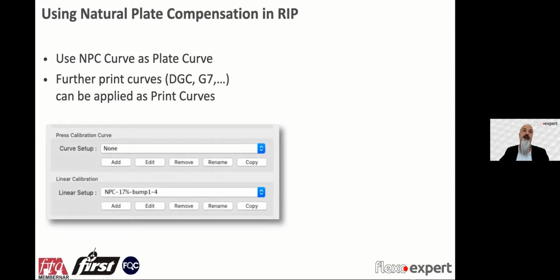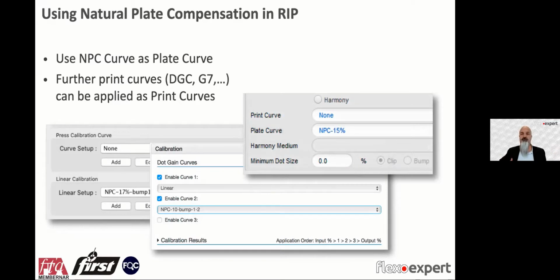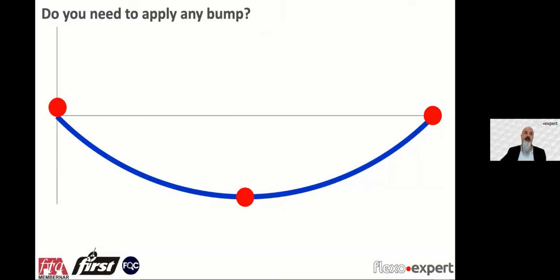Any RIP normally allows at least two curves, one plate curve for plate calibration or linearization, and one print curve for dot gain compensation. And the best use for the NPC curve would be to input values in the plate calibration curve, okay? This leaves the possibility, if necessary, to add one or more further print curves for eventual dot gain refinement or gray balance. If the plate system requires any bump, okay, no problem.